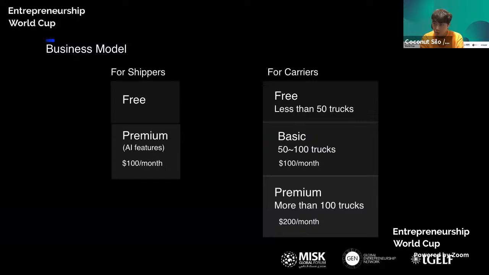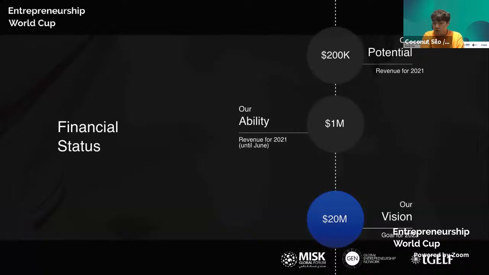So it's about our business model. Our business model is really simple, a freemium plan. It is totally free for all types of users to join our platform, but we charge carriers based on their company size.